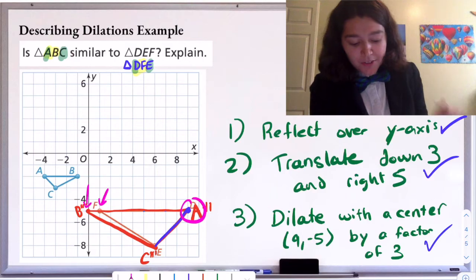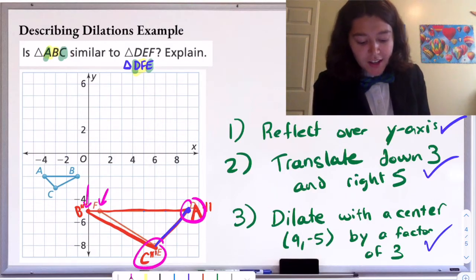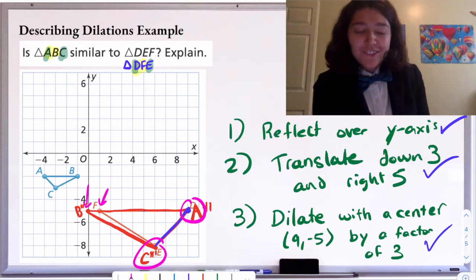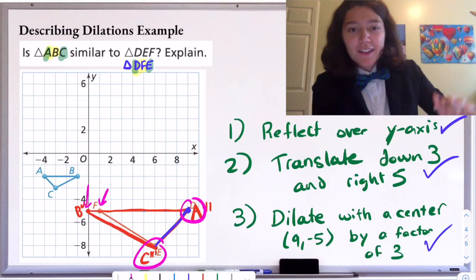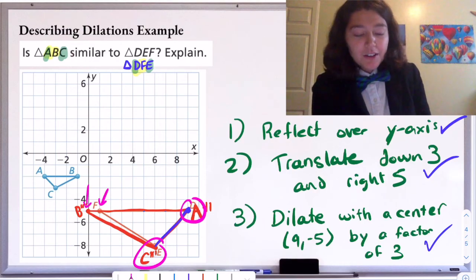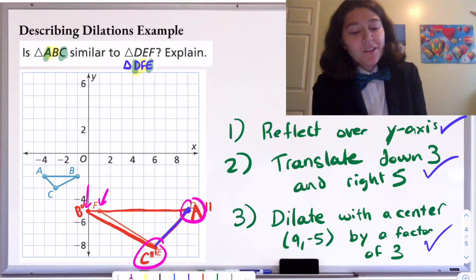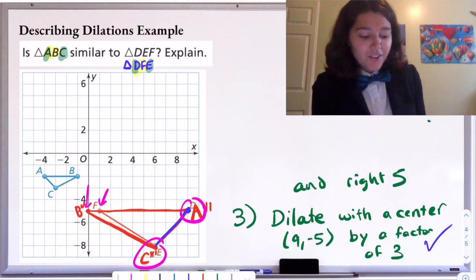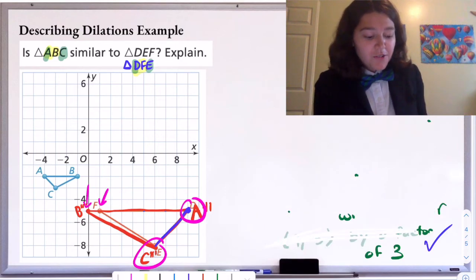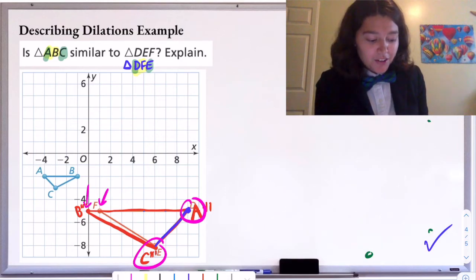A and D are perfectly mapped onto each other. E and C are perfectly mapped onto each other. But B and F do not map onto each other, and the entire shape needs to perfectly map onto the other one following a sequence of transformations. So that one does not work as well. So thus, I'm even more confident in concluding, no, these are not similar.